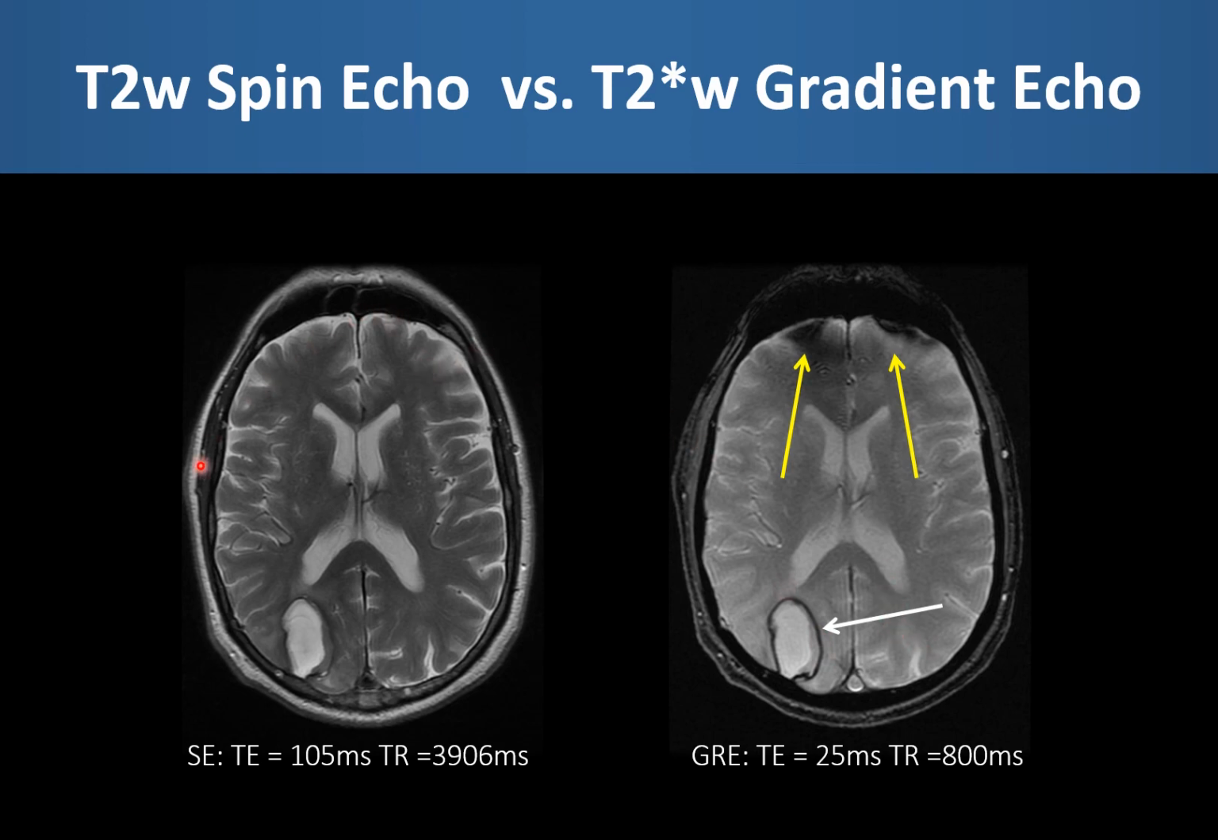The same slice acquired with a spin echo sequence, we can see that because we've eliminated T2 prime, we no longer have any signal loss in this frontal region here, and we also do not see that black rim of T2 prime dephasing here.